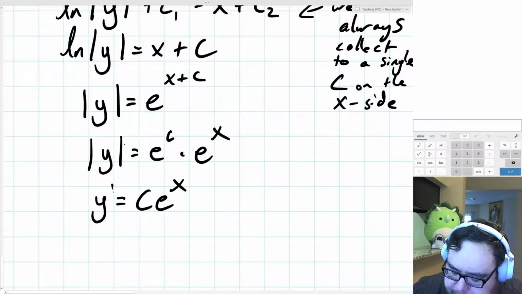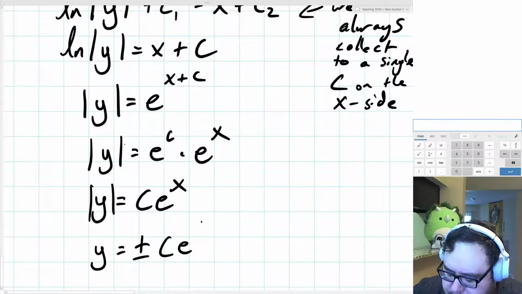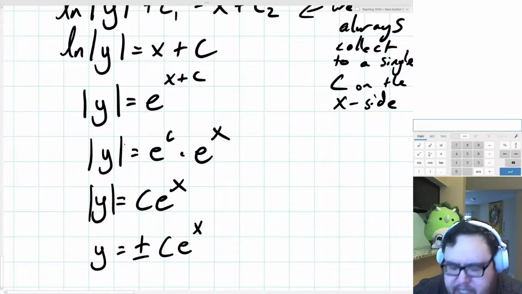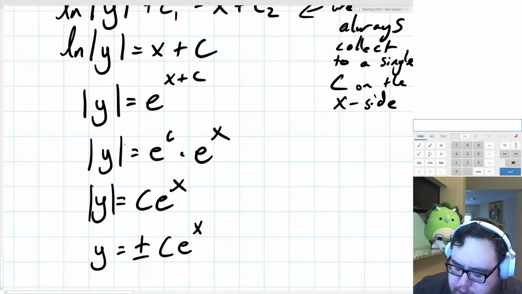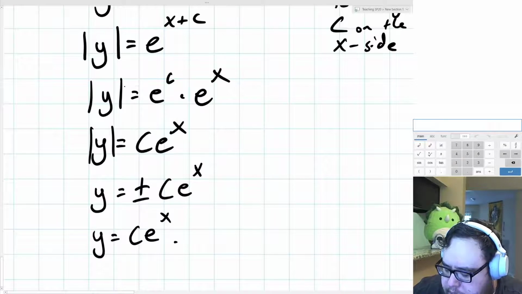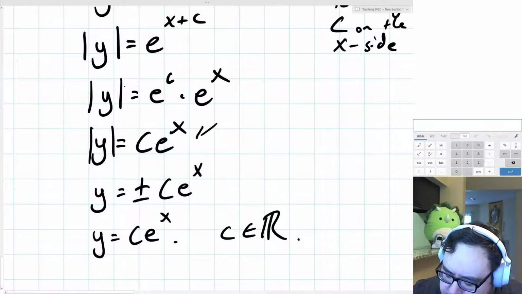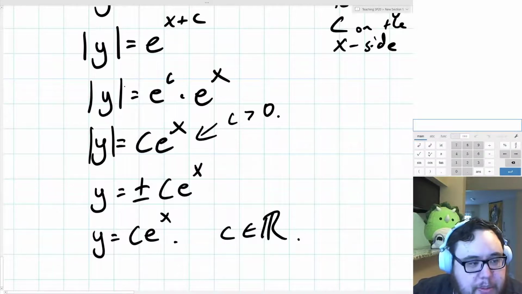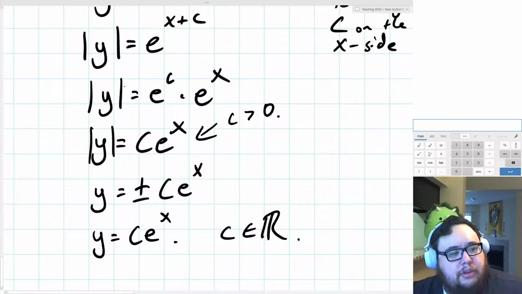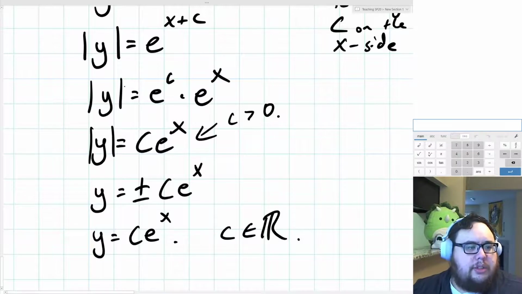Absolute value still. And then to get rid of this absolute value, we have y is equal to plus or minus c e to the x. But plus or minus c is still just a constant. So we end up with y is equal to c e to the x. C is any real number. Note that at this step here, c was greater than 0 because it was e to the power of something, and e to the power of something has to be positive. But as soon as we slapped in this plus or minus, we were good.